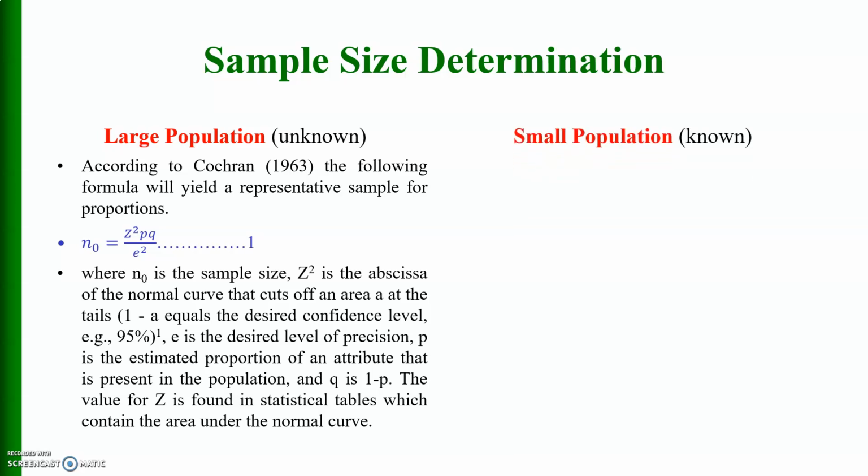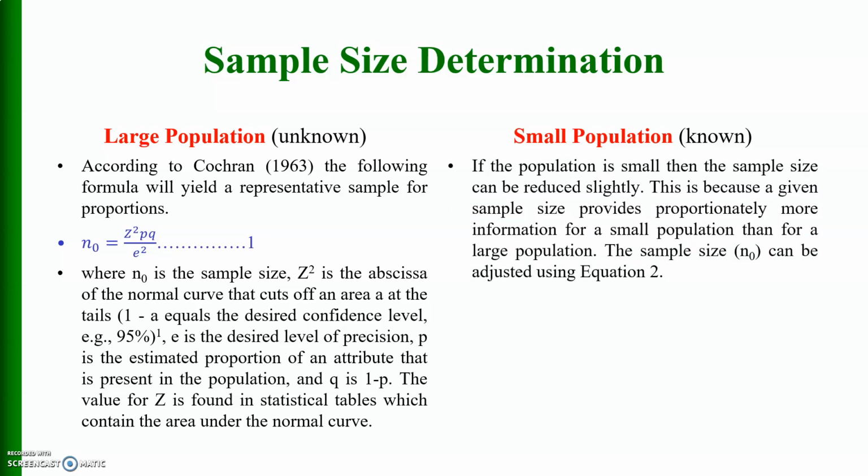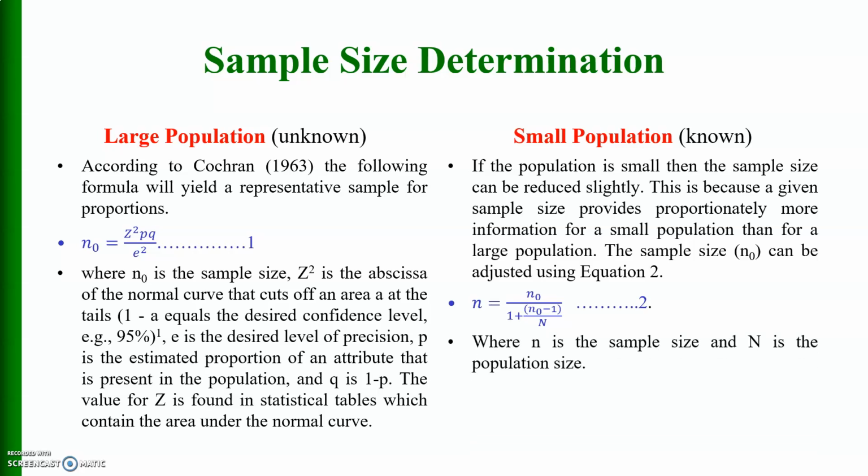Then there is a small sample population, and that is usually known. So if the population is small and known, then the sample size can be reduced slightly. This is because a given sample size provides proportionately more information for a small population than for a large population. The sample size n naught can be adjusted using the following equation. So look at this equation 2. This is for a sample adjustment, where n is the sample size and the capital N is the population size.